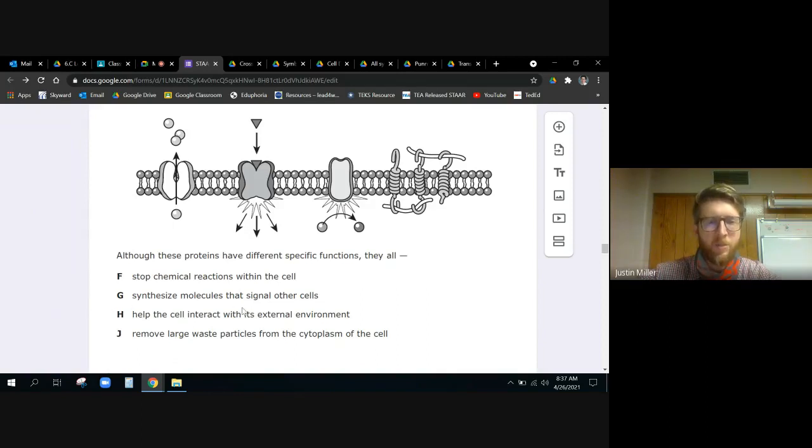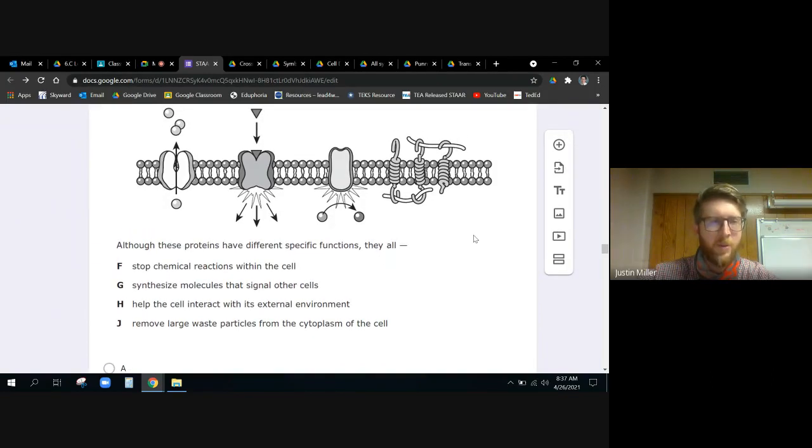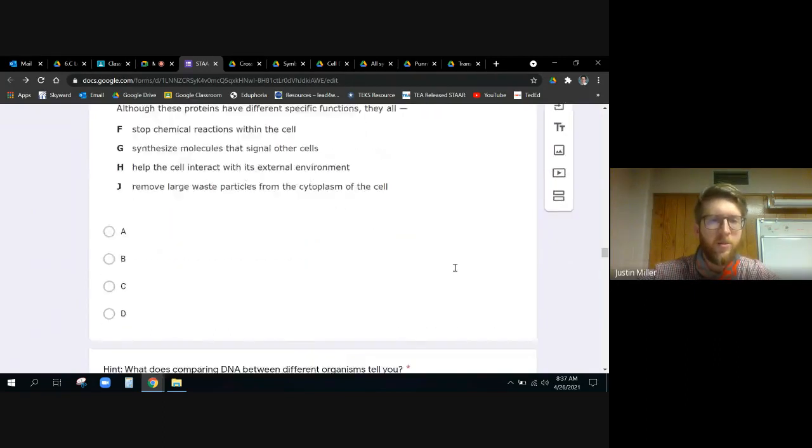Are they synthesizing molecules that signal other cells? No. Are they helping the cell interact with its external environment? Or are they removing large waste particles from the cytoplasm? Well, they're not all removing large waste particles. In fact, I don't see anything going, well, yeah, I do. They're leaving the cell there, but they're not all making things leave. Some are bringing stuff in. So, using process of elimination and common sense, you can probably tell which one that is. And if you don't know, we'll come back.